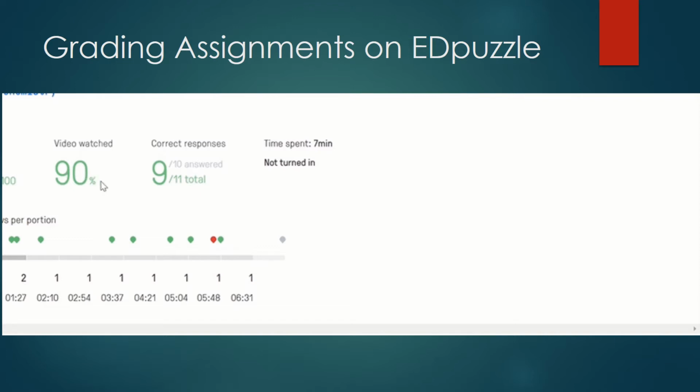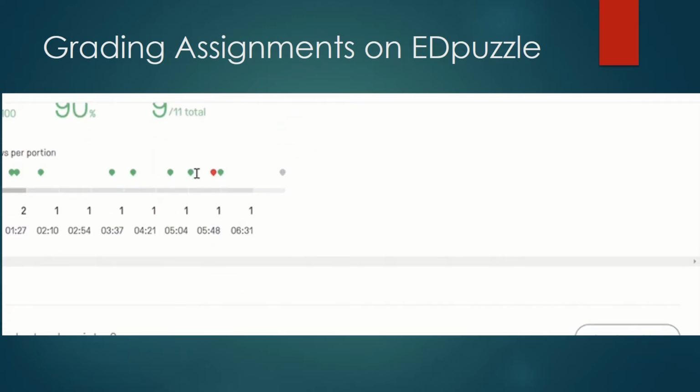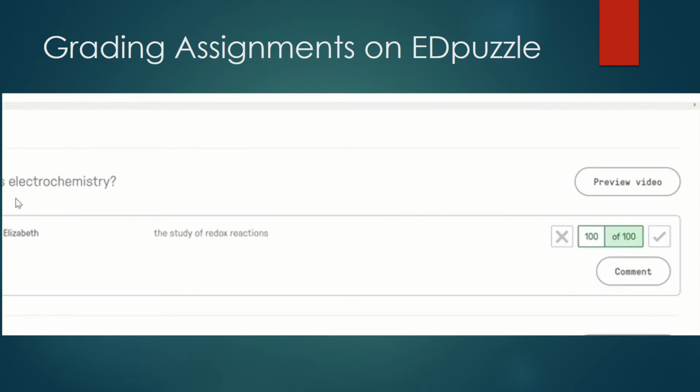You can see how much of the video they watched, their correct responses. Each of these balloons shows you where one of the questions is, and these numbers right here indicate how many times they had to view that portion before they answered the question. So you can see over here she had to view this section of the video twice.